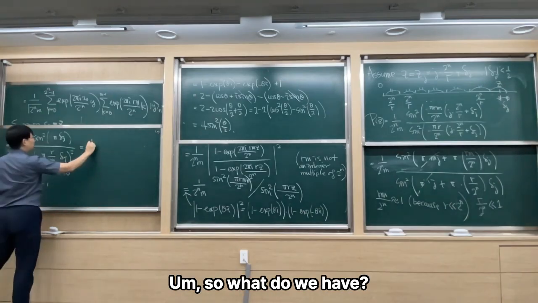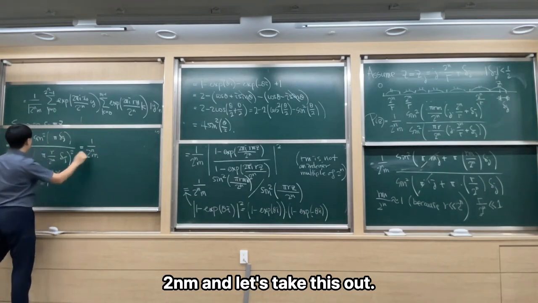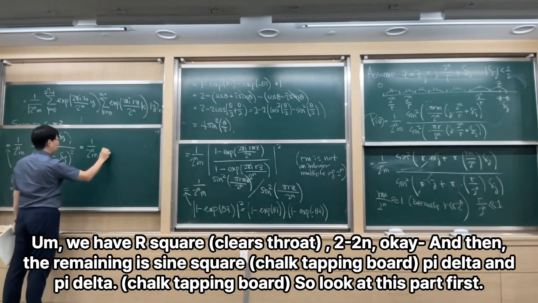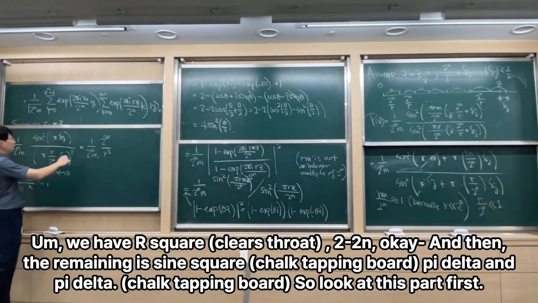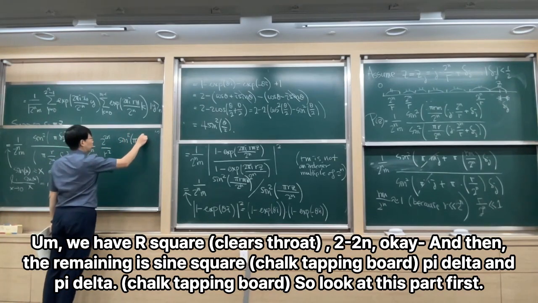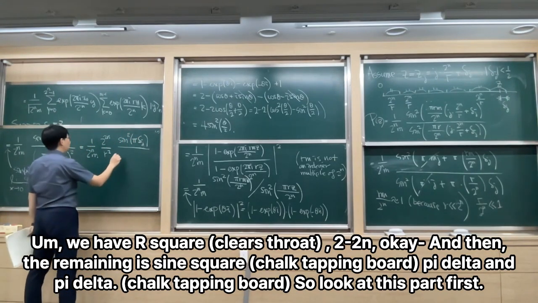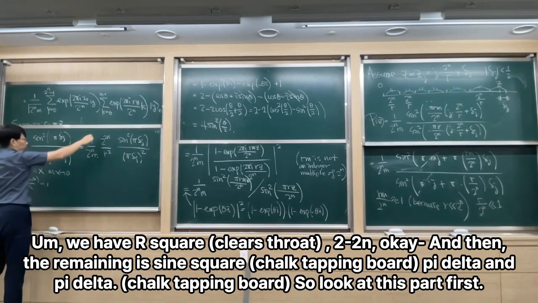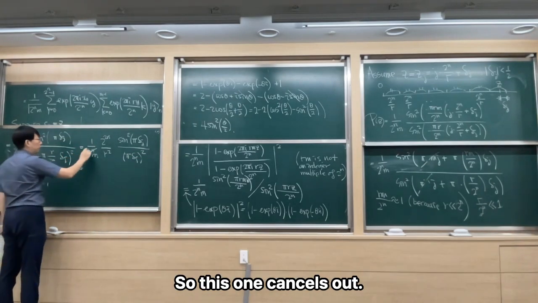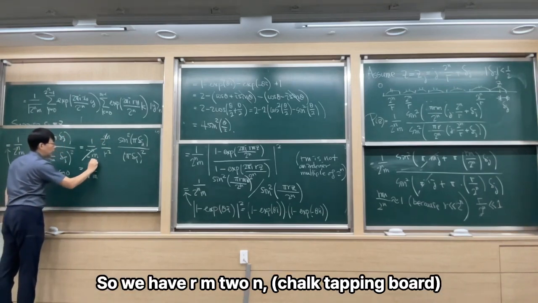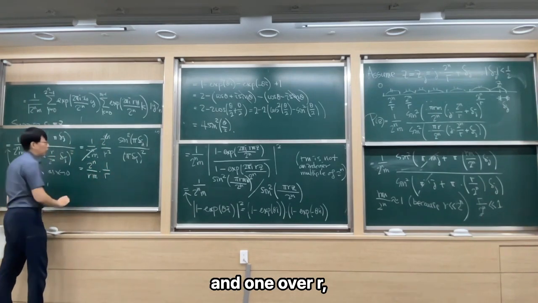So what do we have? 2^n, m, and let's take this out. We have r squared over 2^n, okay? And then the remaining is sine squared of pi delta and pi delta. So look at this part first. This one cancels out. So we have r, m, 2^n and 1 over r.